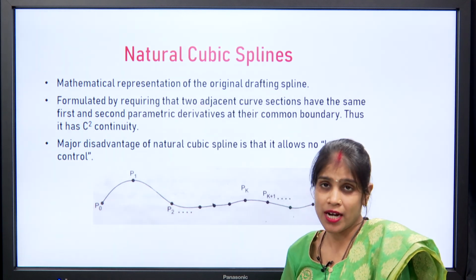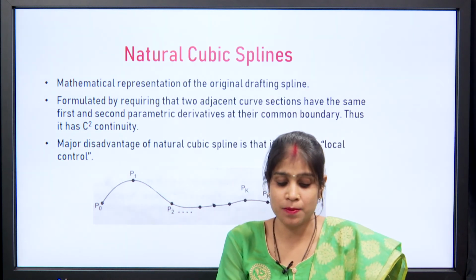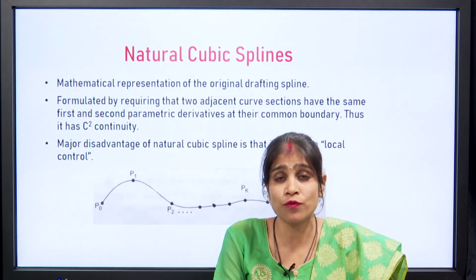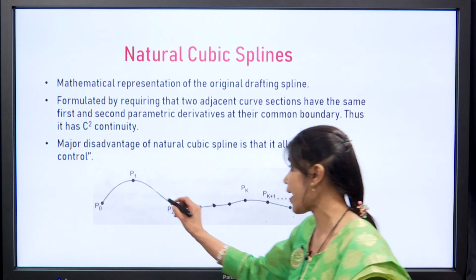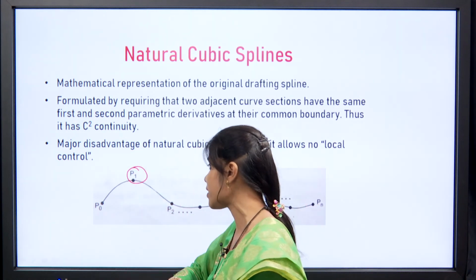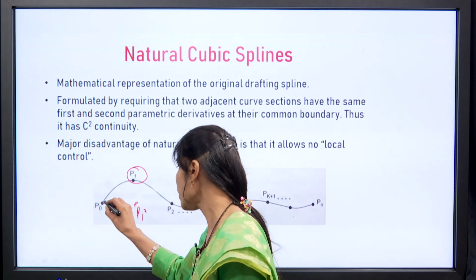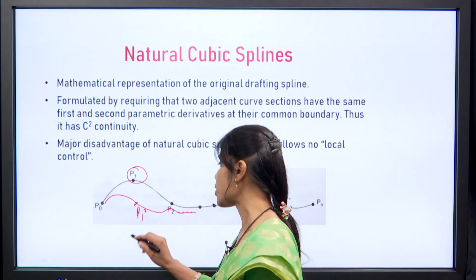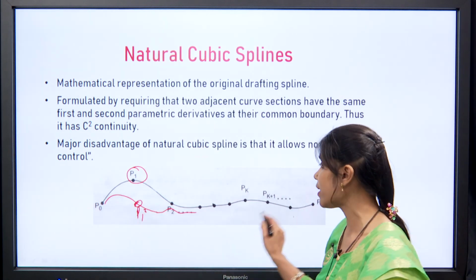The major disadvantage of the natural cubic spline is that it has no local control. What is the meaning of local control? Local control means that if you change any control point, suppose you change the position of P1 like this, the whole curve will be changed. That means if you change one control point, the whole curve will be changed.